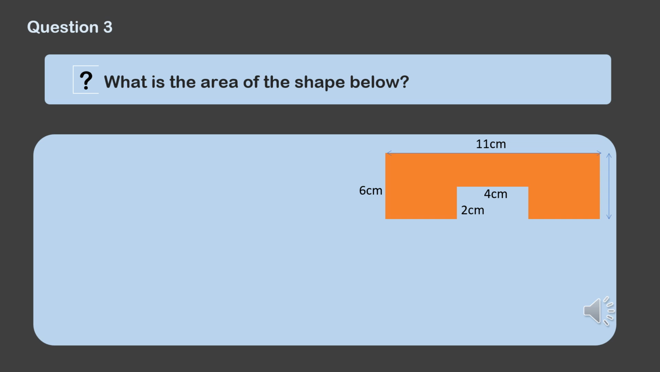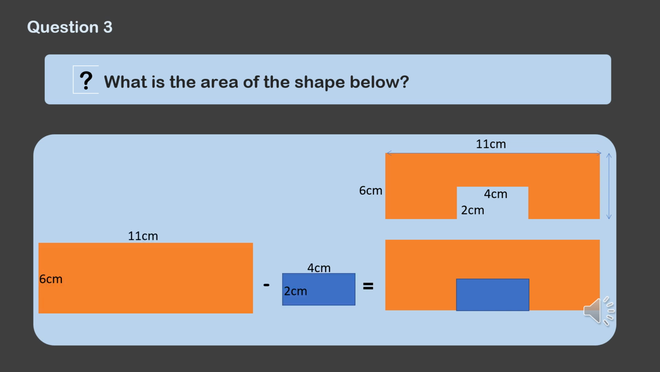Question number 3. What is the area of the shape below? Clearly, this shape means that we had a large rectangle, but we've cut from it a smaller rectangle. The large rectangle had a width of 11 centimeters and a height of 6 centimeters, and the smaller rectangle had a width of 4 centimeters and a height of 2 centimeters. And because we've cut the smaller rectangle from the big rectangle, this means we have to remove the size of the smaller rectangle from the big rectangle.